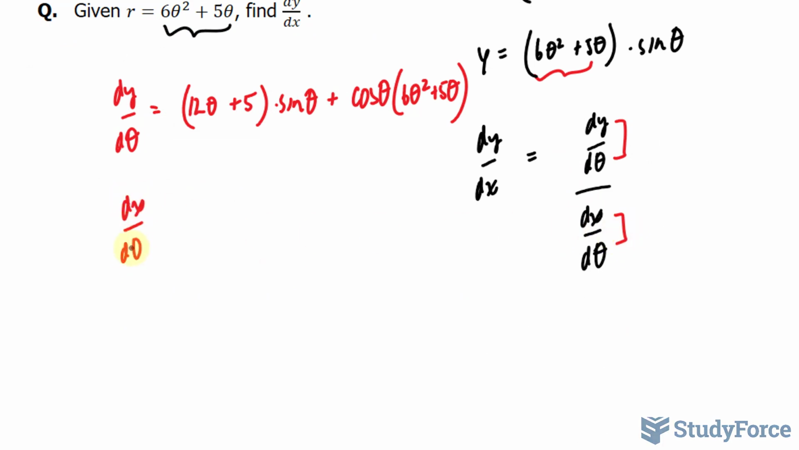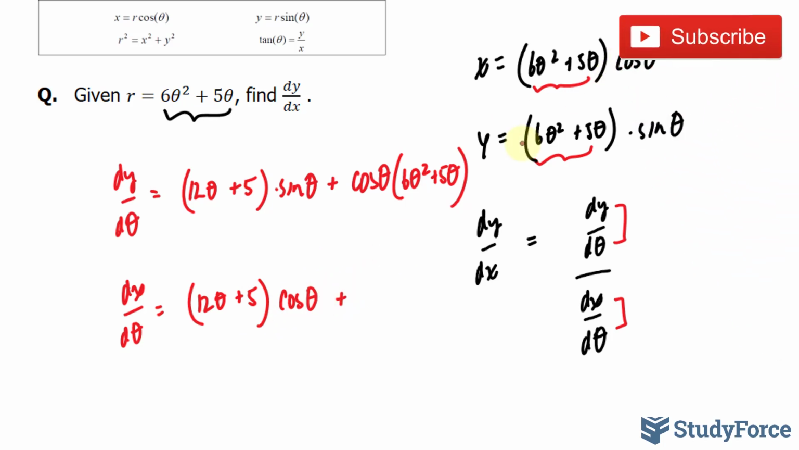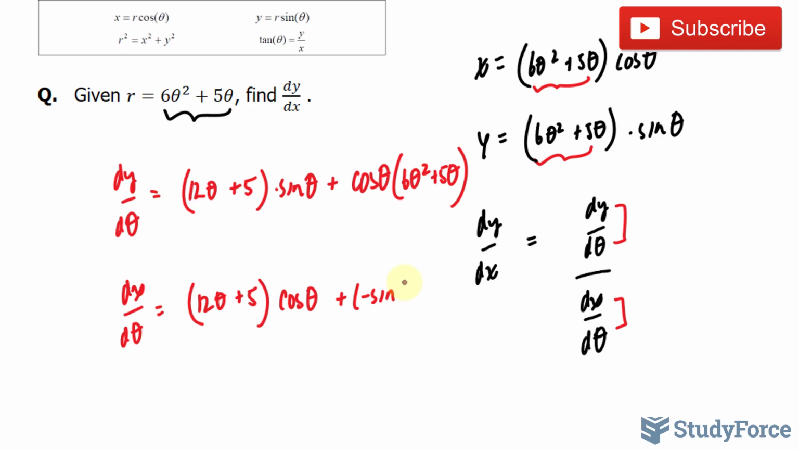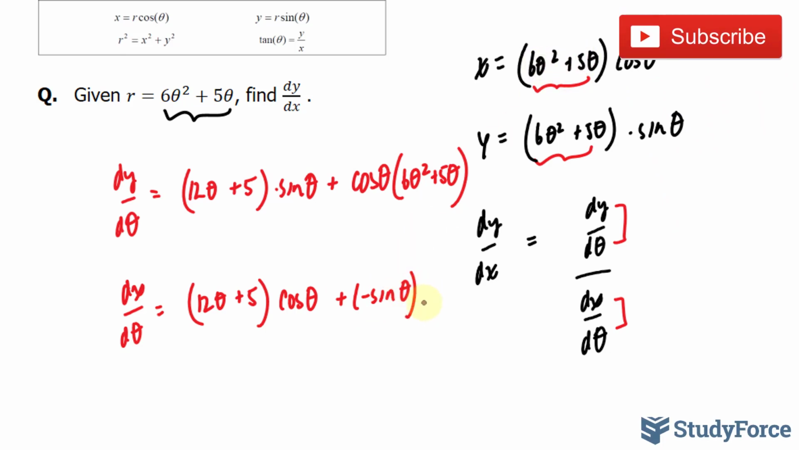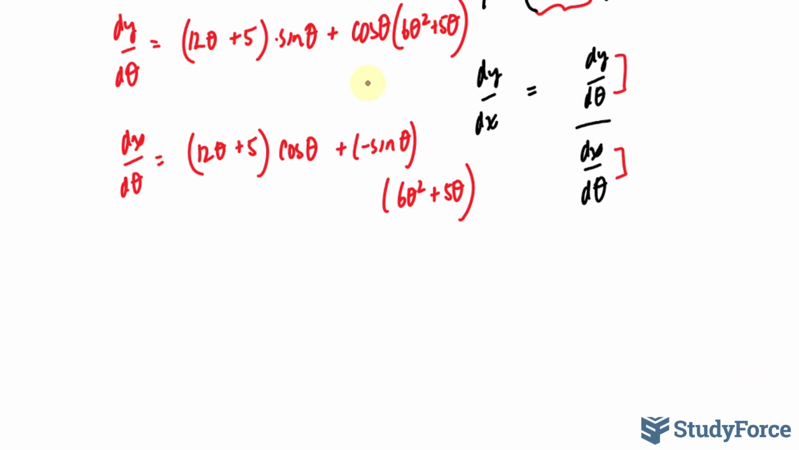Dx over d theta is equal to, referring back to this equation, let's start with the derivative of this factor. Once again, we have 12 theta plus 5. We'll leave this factor the way it is and multiply it to it. Plus, now we'll find the derivative of cosine theta, which is negative sine theta, multiplied to this factor, 6 theta squared plus 5 theta. Now I put this equation on top of this equation and we're done.